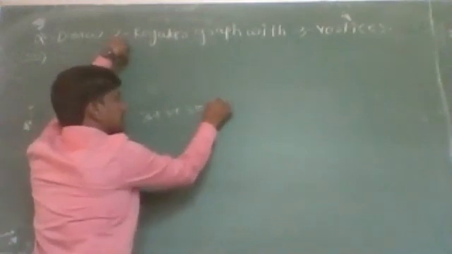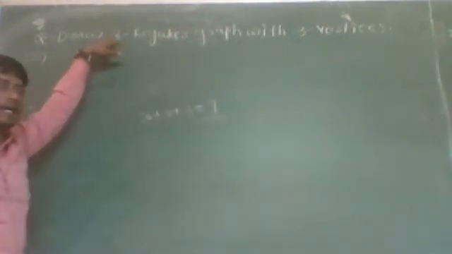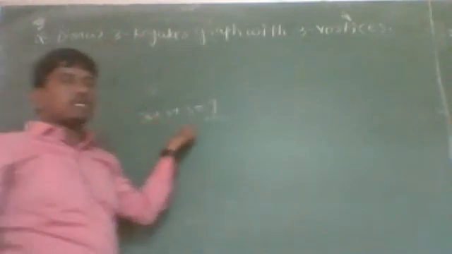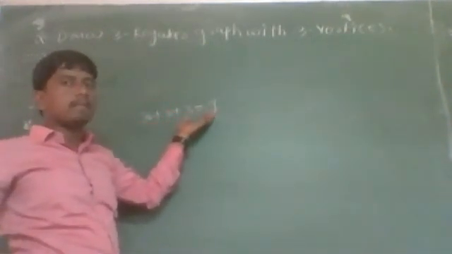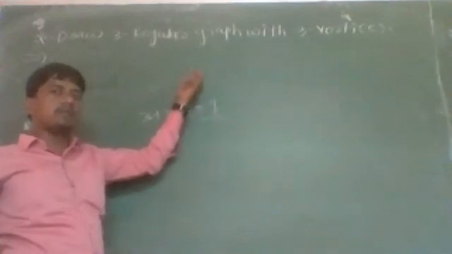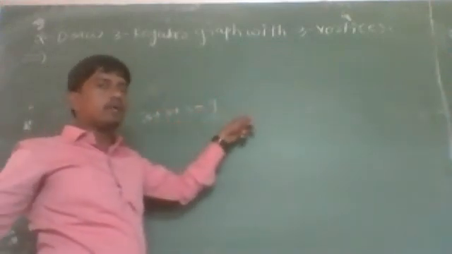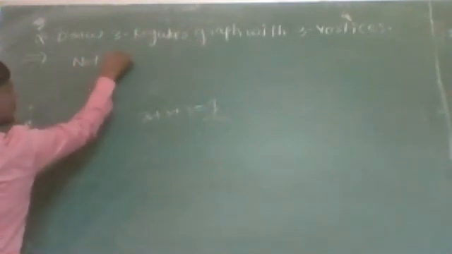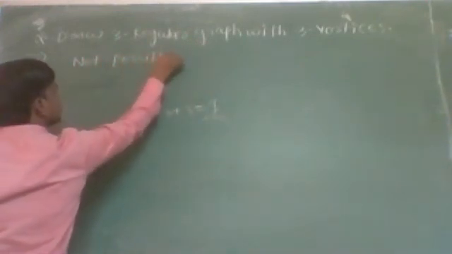A three-regular graph means the degree of each vertex is 3, and there are three vertices. Then the sum of the degrees of graph G is 9. But we know that the sum of the degrees of a graph G is always an even number. If we draw a three-regular graph with three vertices, then the degree sum will be 9. But it is not possible, since it contradicts the statement that the sum of degrees of a graph is even. So it is not possible to draw such a graph.